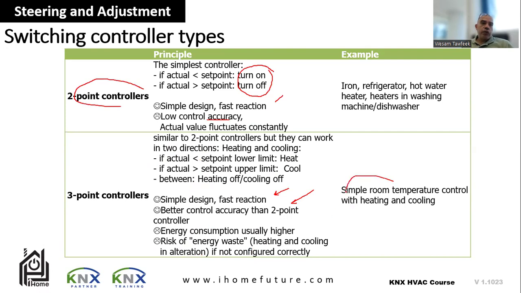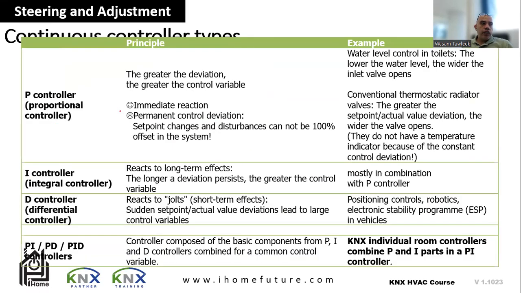Like what? Like a simple room temperature control. Different ways are the P, or I, or D. Sometimes you have a PID controller, which can have better deviation handling and a much quicker response. The P controller: the greater the deviation, the greater the control variable. Immediate reaction, but permanent control deviation. It's used in water level control in toilets: the lower the water level, the wider the inlet valve opens. Another one is the integral controller, the I, which reacts to long-term effects. Then you have the D controller, the differentiation controller, which reacts to jolts, short-term effects.